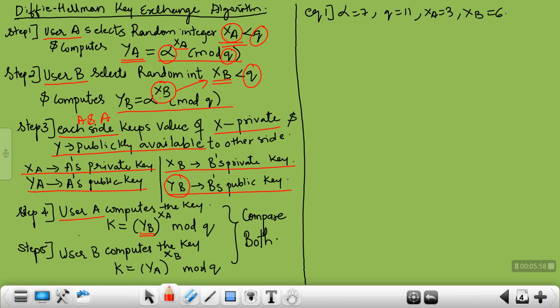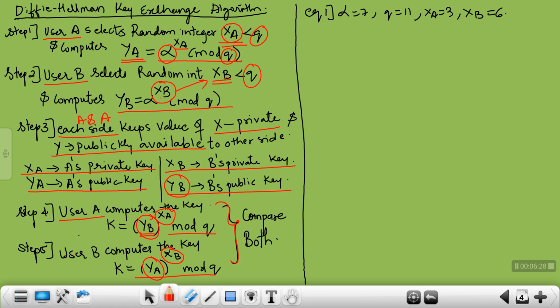When A wants to create a key, he will use the public key of B, because he cannot use the private key of B. It is hidden with B. So he will use the public key of B and his own private key XA, mod Q. Similarly, when B wants to compute the key, it will be exactly opposite. He will use the public key of A and its own private key, so YA raised to XB, mod Q.